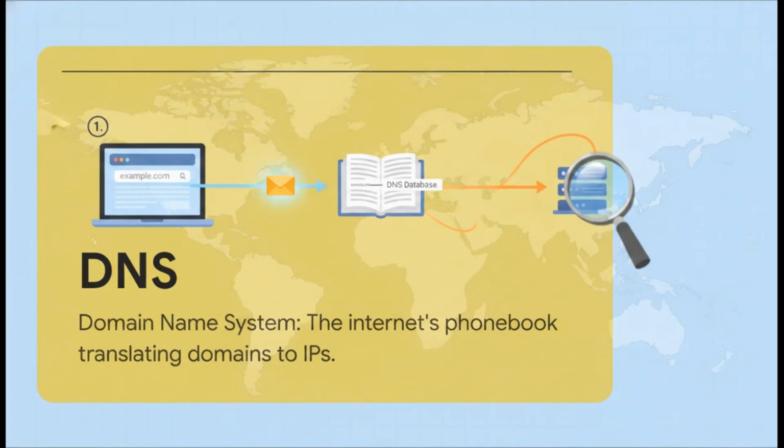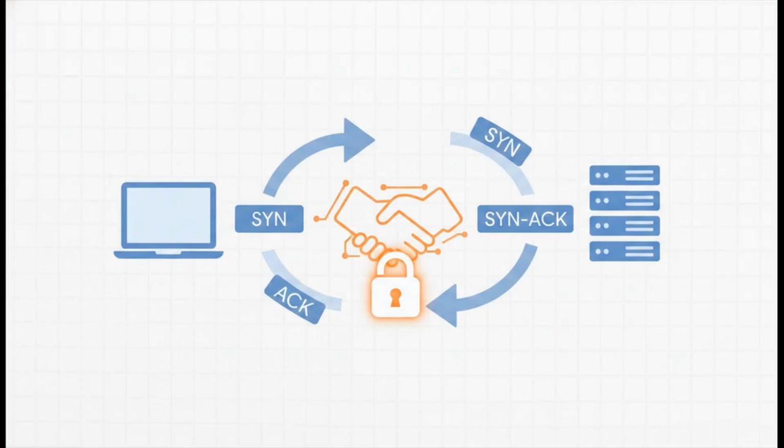Now, step 2 is the DNS lookup, and this is where it gets really interesting. Computers don't understand human-friendly names like example.com. They only speak numbers, specifically IP addresses. So your browser has to consult the domain name system, or DNS, which is basically the digital phone book of the internet. It translates that domain name into a precise numerical IP address, so your device knows exactly where to send its request.